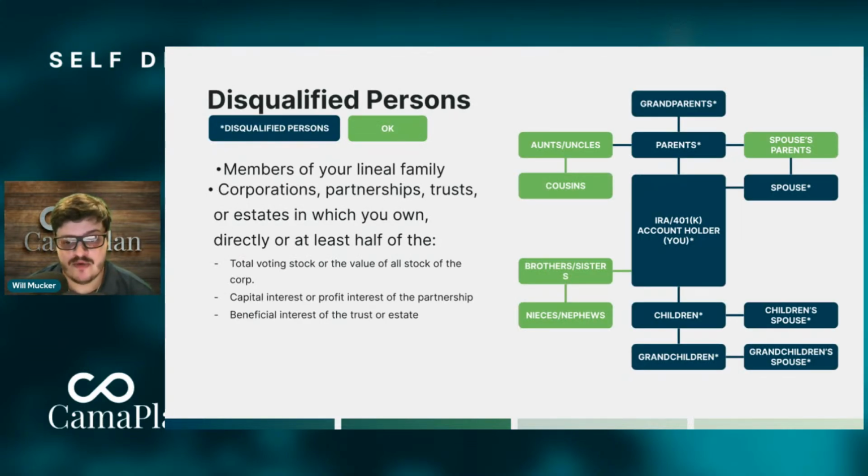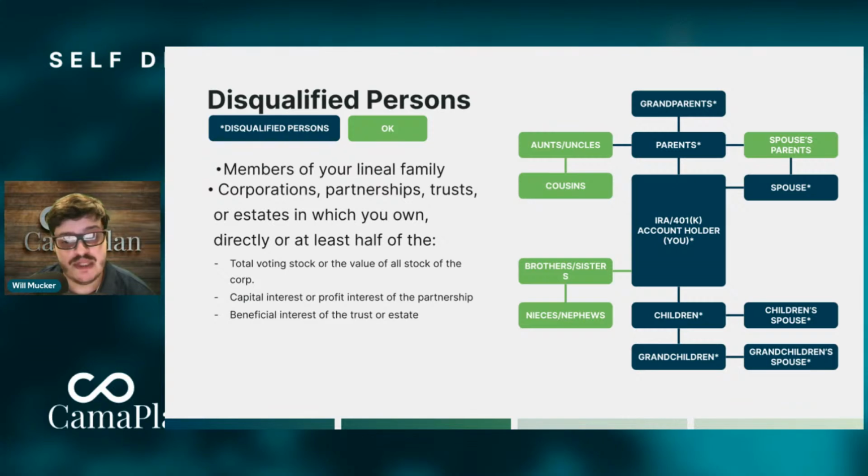So here's a chart that we like to show people. This shows the disqualified persons, including the account holder, or yourself. Anybody of lineal ascent or descent of you: parents, grandparents, children, grandchildren, their spouses, and any entity that these people own 50% or more of or have managing power over are also prohibited from receiving a direct benefit from the IRA and its investments, or providing direct benefit to the IRA and any of its investments.